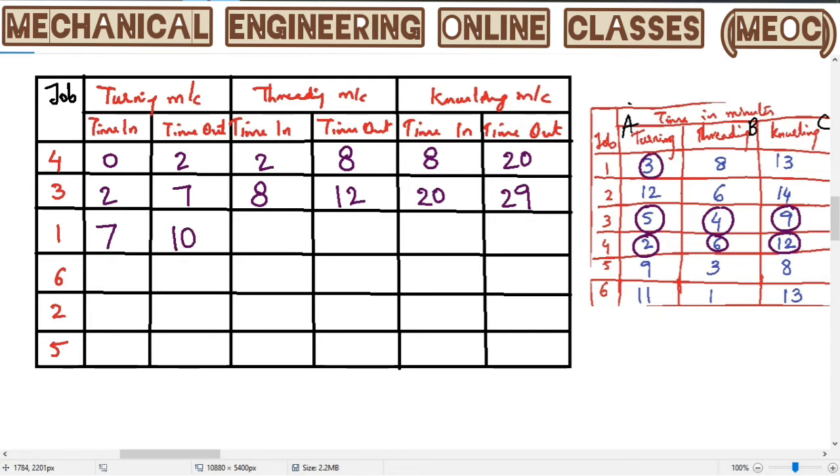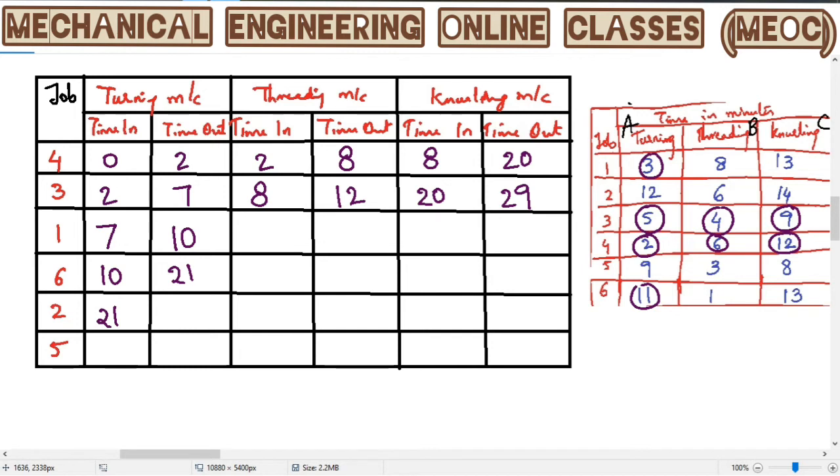And in the 10th minute the turning machine is free from job 1. So the 6th job will come at the 10th minute. The 6th job needs how many minutes on the turning machine? 11 minutes. So 10 plus 11 is 21. Now at the 21st minute the turning machine is free.